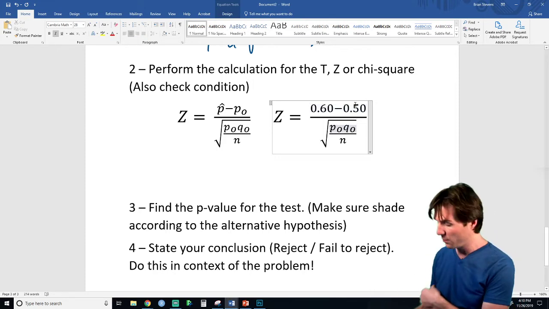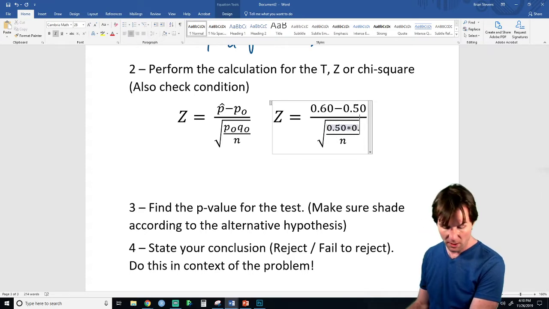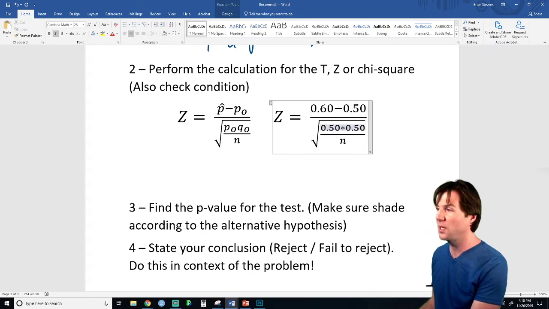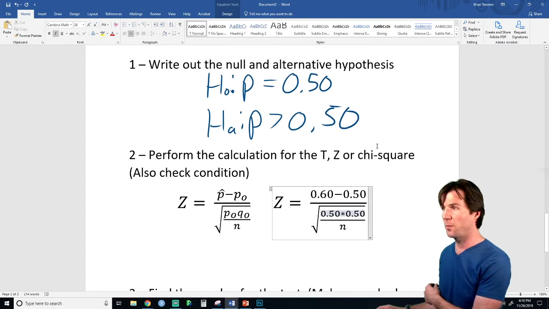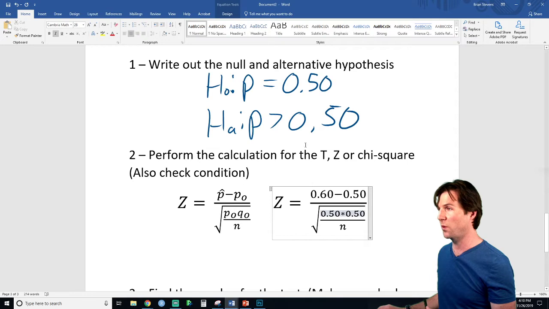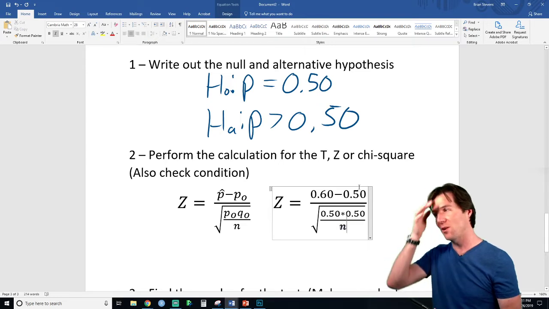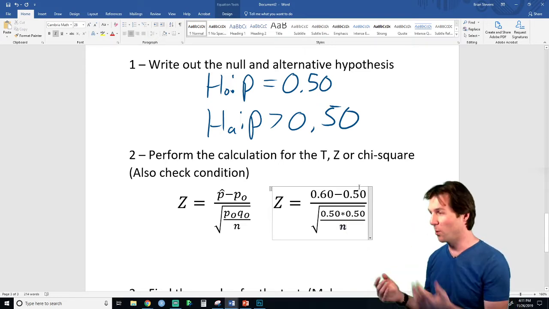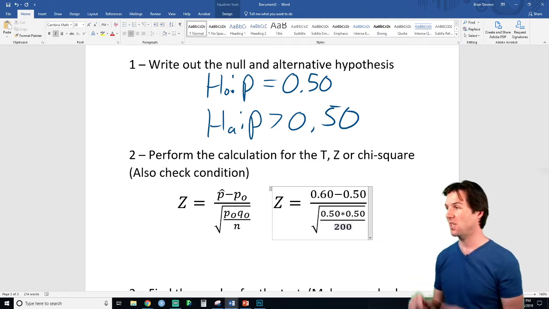And then we need on the bottom p naught times q naught. Be careful. This is where people often make a mistake because they often use p hat down here. That is p naught because according to the null, p naught is equal to p. This is p naught. P naught is 0.5. We're saying that is equal to p according to the null. So down here on the bottom, we're basically putting p because right now we think p naught is p. So if you remember p times q over n square root, we're just doing that. Sample size 200. That's got it.